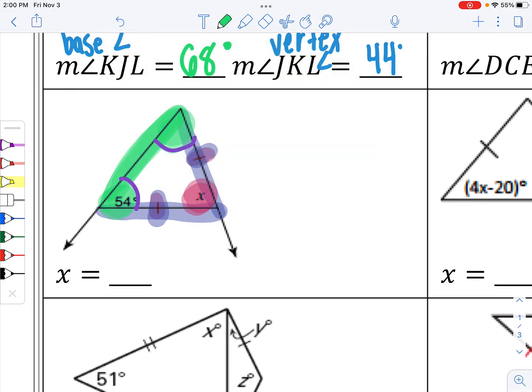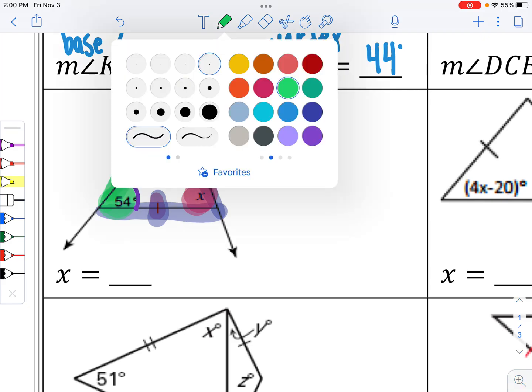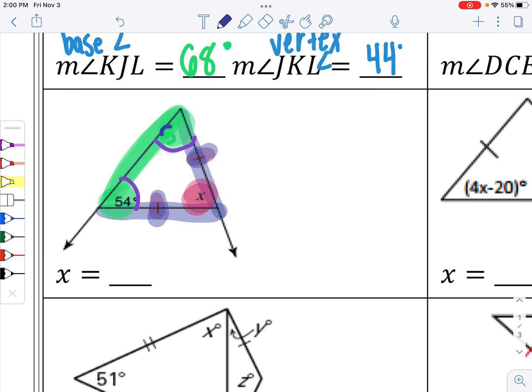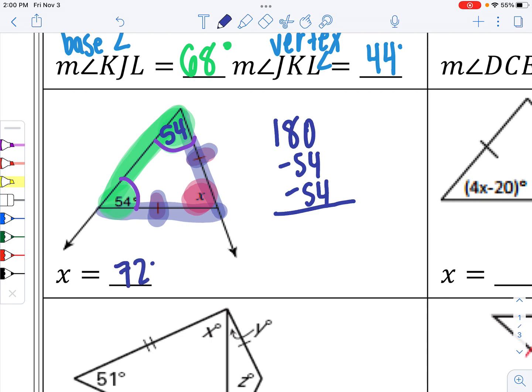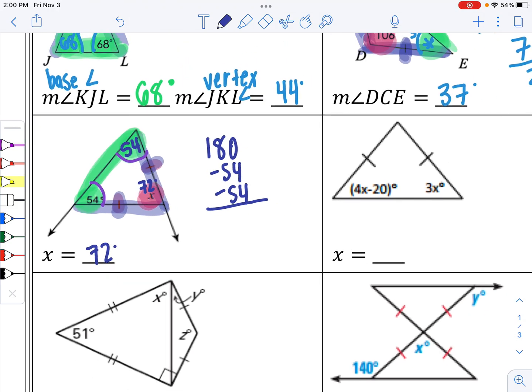So they do want to know what x is. That is not the other vertex angle. If it was, I would just fill in 54 and I would be done. But 54 actually goes right here. So that is not what x is. They're actually asking me for my vertex angle here. So I would do 180 minus the 54 at both of the base angles. So I get 180 minus 54 minus 54. That is a 72-degree angle. That is 72 degrees for my vertex angle, the one between the legs.